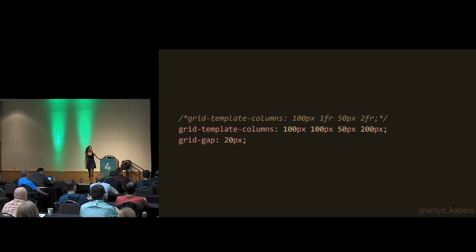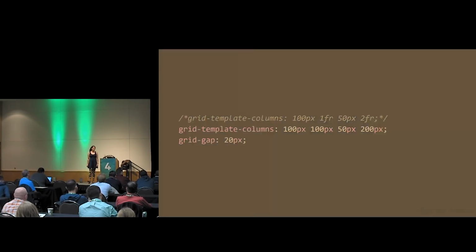This tells me that I have a 100 pixel wide column. The 1 FR becomes a 100 pixel wide column. Then I've got the 50 pixel column, and then the 2 FR becomes a 200 pixel wide column. All of that math that we used to have to do, we don't have to do anymore. So the FR unit is really useful for doing grid layouts.